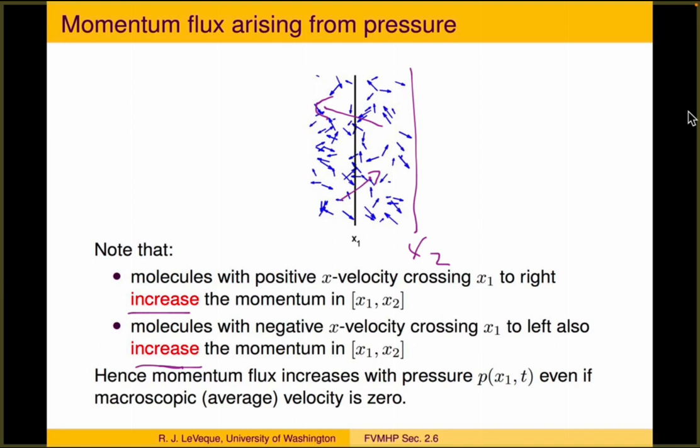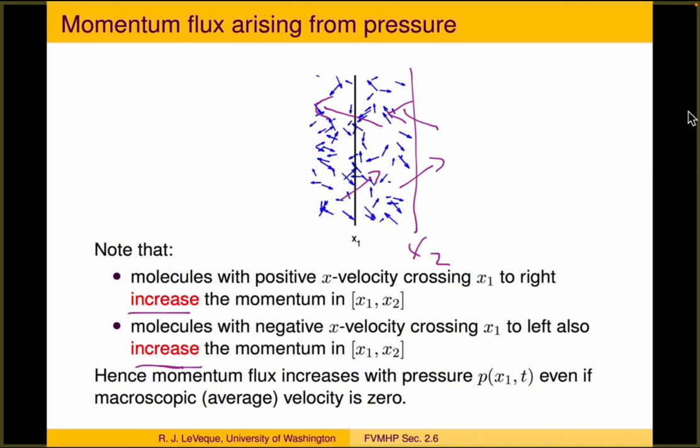Of course, the same thing is happening at x2. You have molecules going to the left and to the right across x2, and the ones going to the right are now removing momentum from this interval. The ones going from right to left are bringing negative momentum, so they're also decreasing the momentum between x1 and x2. So the net effect, if the pressure were the same at x1 and x2, is that the total momentum between x1 and x2 wouldn't change. If the difference in the pressures is zero, there's no change in the momentum.